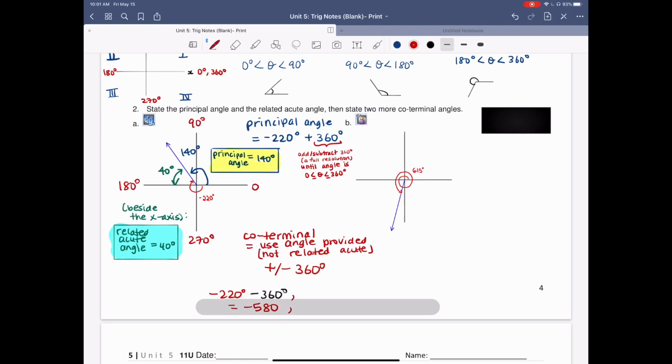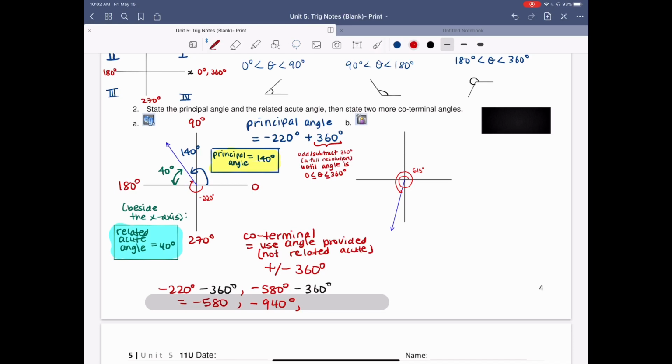So I have the negative 580. With the one you just got, you could add or subtract another 360. Well, if you add 360, you'll be going back to negative 220. So I'm going to subtract another 360, and I get negative 940 degrees. As you can tell, you can keep adding and subtracting 360 and create an infinite list of these coterminal angles. Next, I'm going to go back to my principal angle, and my principal angle was just my negative 220 plus 360, right?